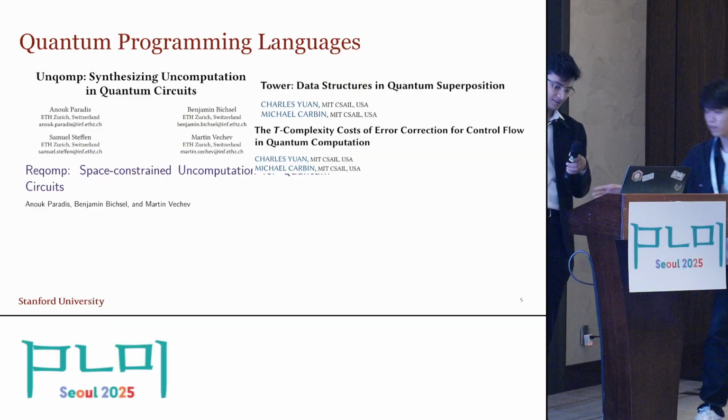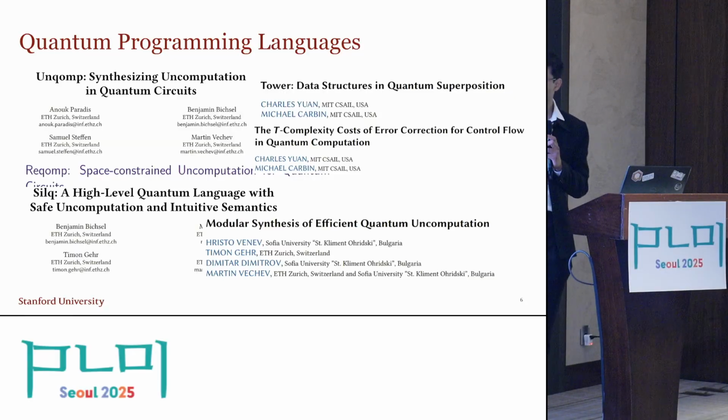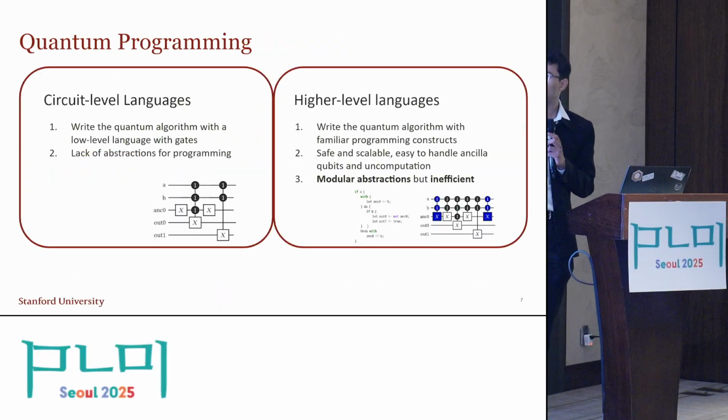Others like Tower and Spire can provide you features that are very familiar to programming language people, like control flow in quantum programming. And others like SilQ can provide you features for both. Overall, these languages make programming easier and way more scalable, but they come with their own drawbacks.